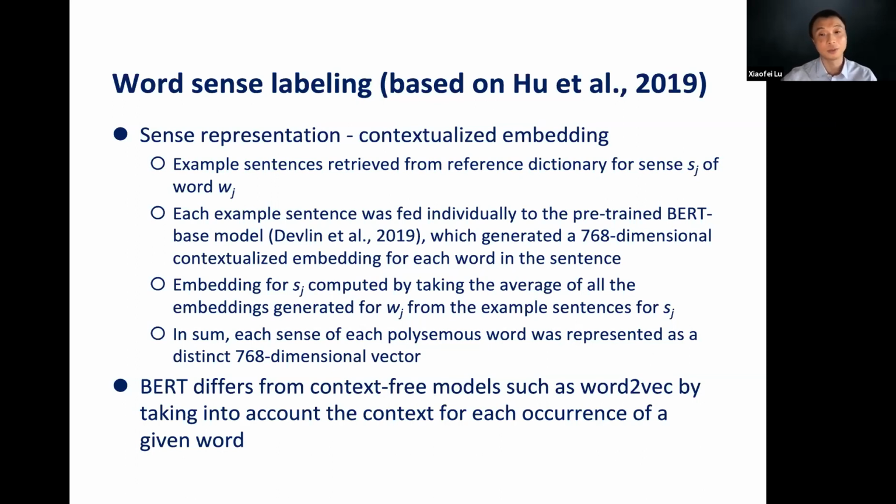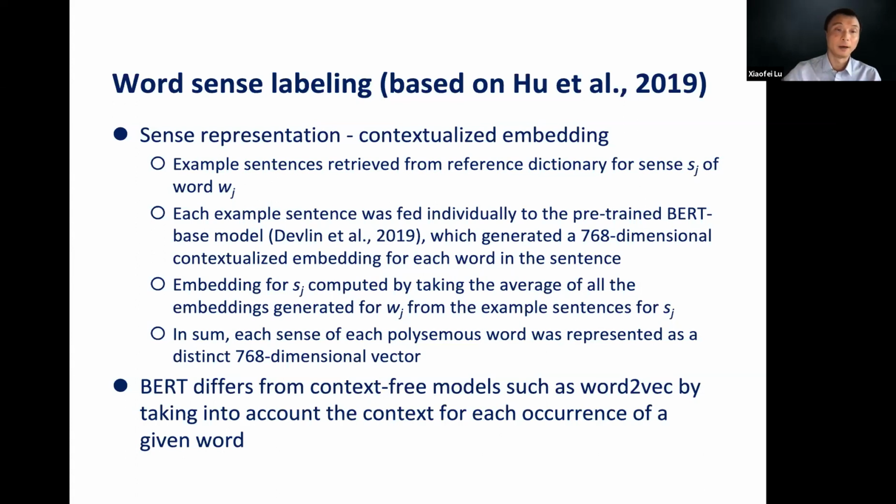So at the end of this procedure, every sense of every polysemous word is represented as a distinct 768-dimensional vector, right? And this we store. And this, of course, only requires input from the reference dictionary.